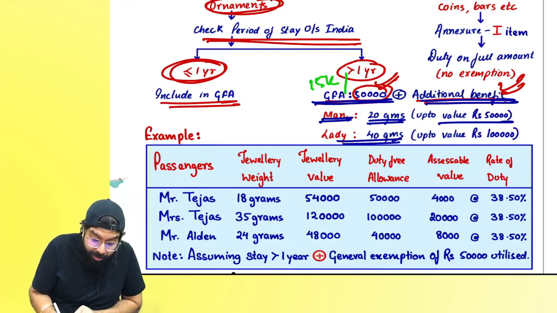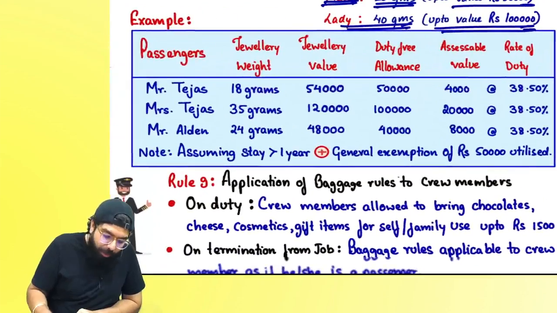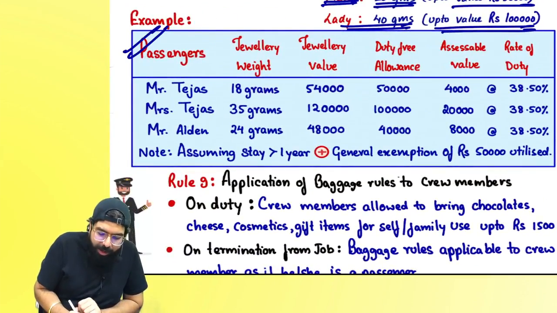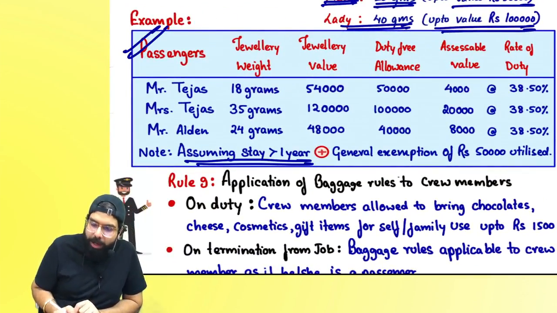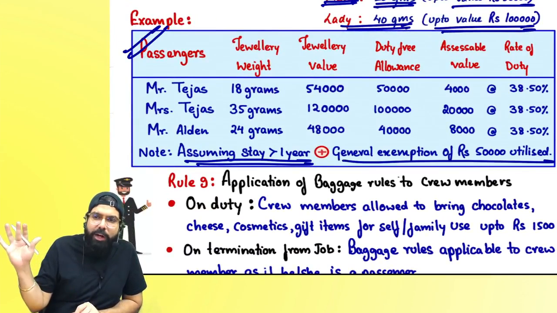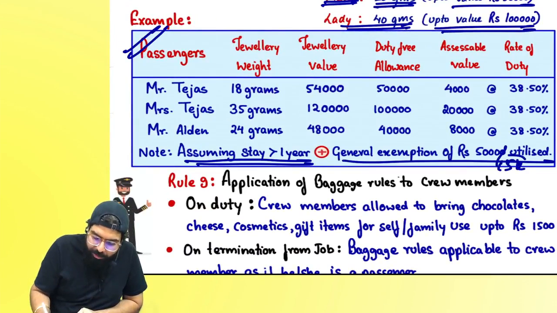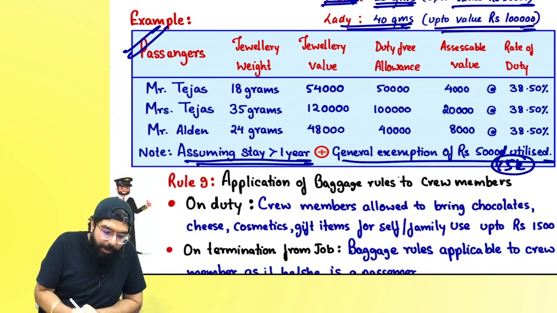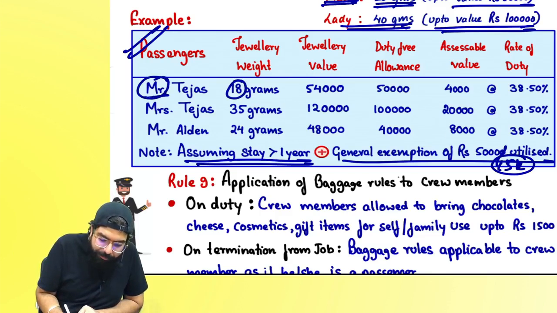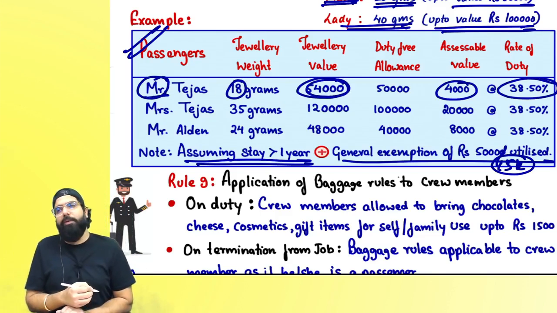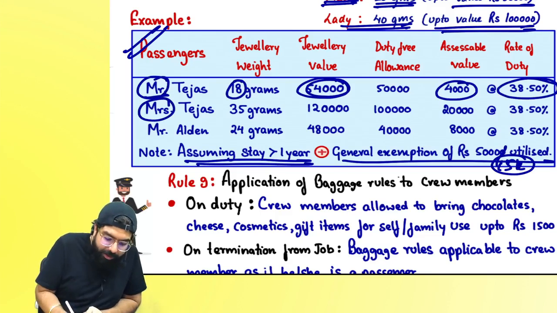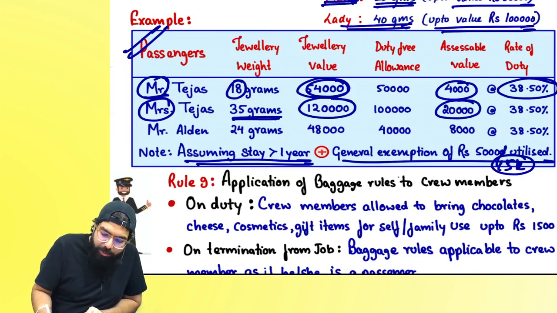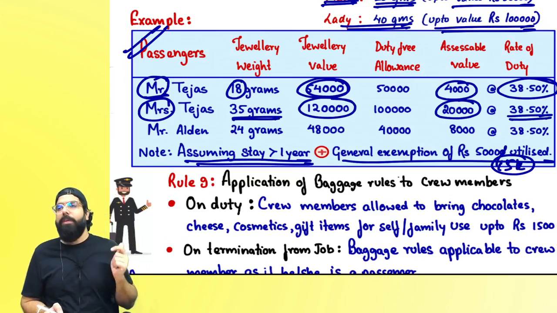Women will be allowed 40 gram up to 1 lakh. For example, in the exam, if they tell you that the stay of this person is greater than 1 year and the general free allowance of 50,000 or 15,000 is already utilized, then remember, if Mr. Tejas is coming with 18 gram, 54,000, 4,000 is extra, and on 4,000, 38.5% duty has to be paid. Mrs. Tejas, sir, 40 gram is allowed up to a value limit of 1,20,000, means 20,000 extra. You will have to go ahead and pay how much?